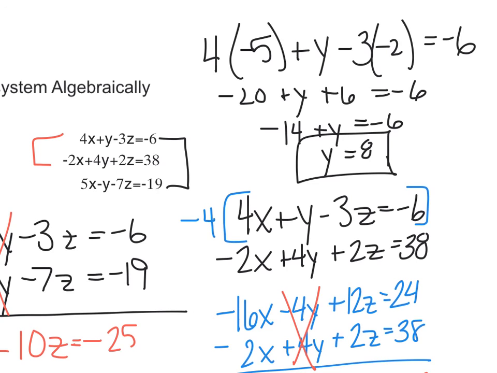And what does that mean? Well, that means when x is -5, y is 8, and z is -2, in this equation I should get -6, in this equation I should get 38, and in this equation -19. Well, that has it for our review on systems graphically and algebraically, and we look forward to some great practice.